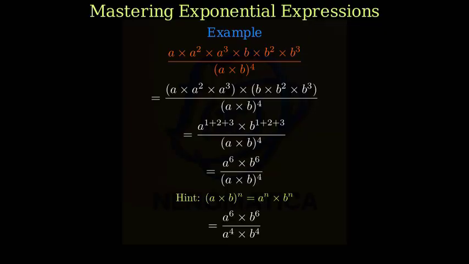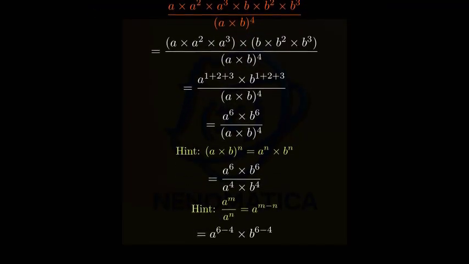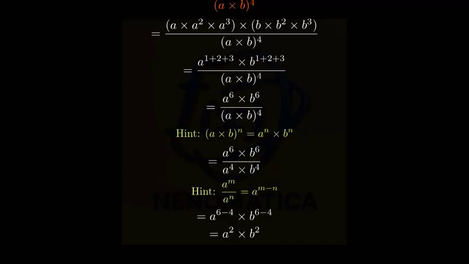Step 4. Now we can apply the quotient rule for exponents. When dividing terms with the same base, we subtract the exponents. So a to the sixth power divided by a to the fourth power equals a to the power of 6 minus 4. Similarly, b to the sixth power divided by b to the fourth power equals b to the power of 6 minus 4. This gives us a to the second power times b to the second power.